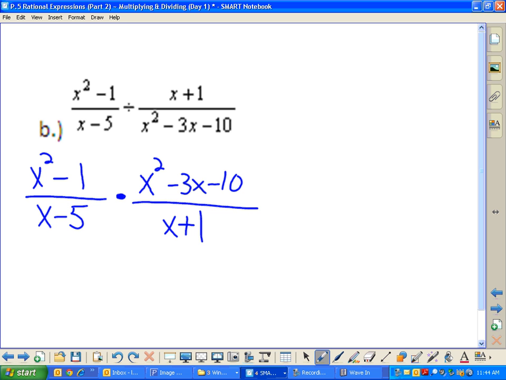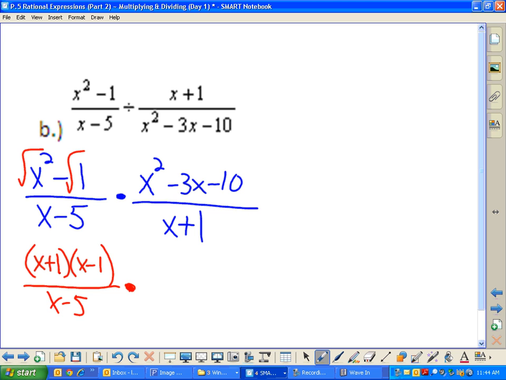Okay, so I rewrote it as a multiplication problem, and the next step I just factor everything that's there. So I'm going to take a moment now to factor x squared minus 1. I know that I could run my square root method on that because it's a difference of 2 perfect squares. X minus 5 doesn't factor.